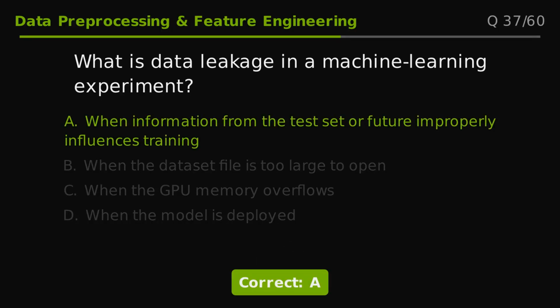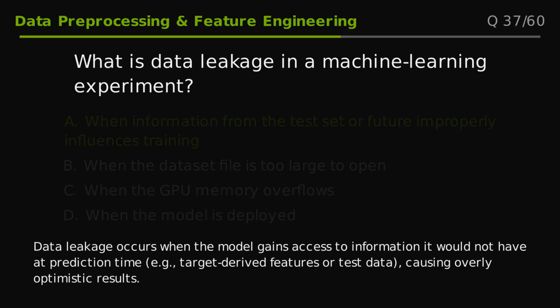The correct answer is A. Data leakage occurs when the model gains access to information it would not have at prediction time, for example, target-derived features or test data, causing overly optimistic results.